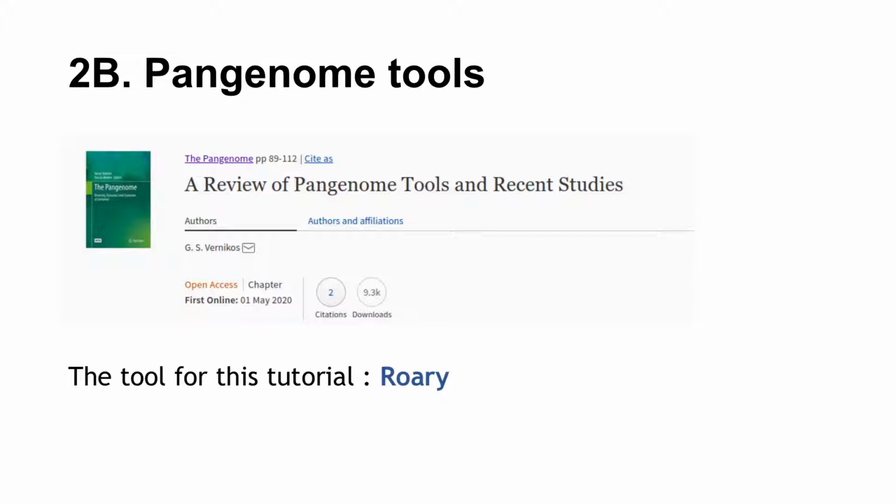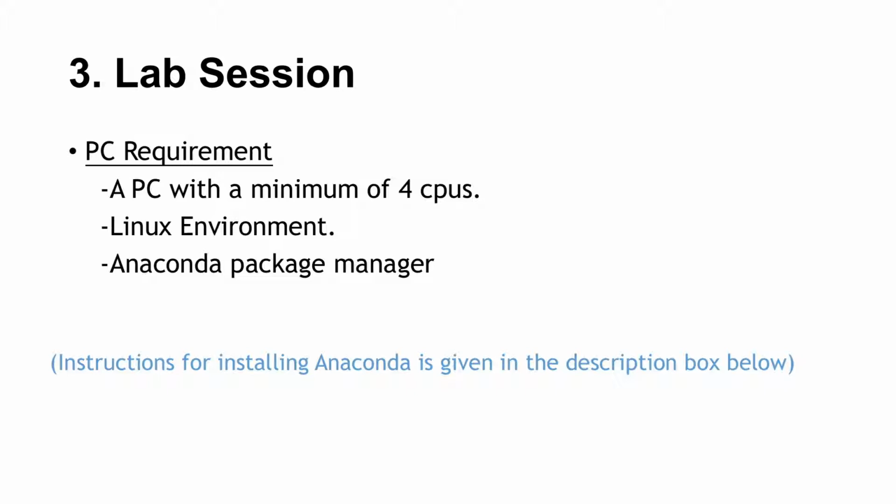In order to follow this tutorial, you need to have a PC with a minimum of 4 CPUs. You also need to have a Linux environment. This is because the Roary software runs on a Linux environment only. And so if you are using a Windows machine, then you can choose to run a virtual Linux environment using VirtualBox, or you can enable the Windows Subsystem for Linux to use. You should also have Anaconda Package Manager installed. Instructions for installing Anaconda are given in the description box below. I've made a separate video for that. Now that we are set, let's get to the lab session and start the work.